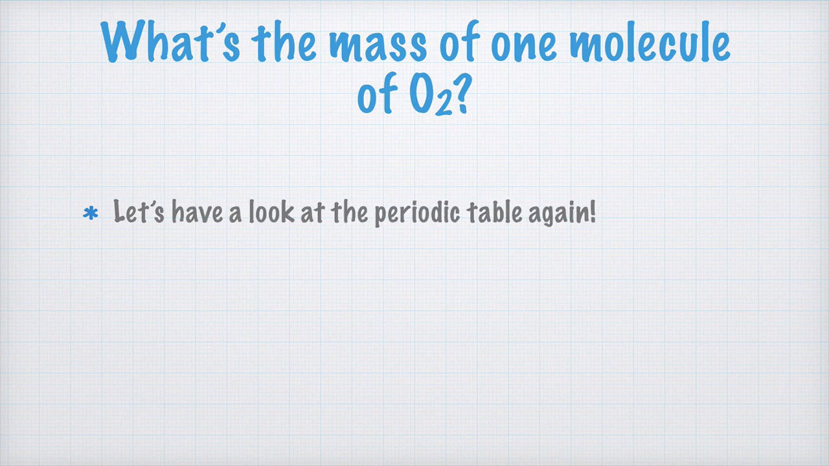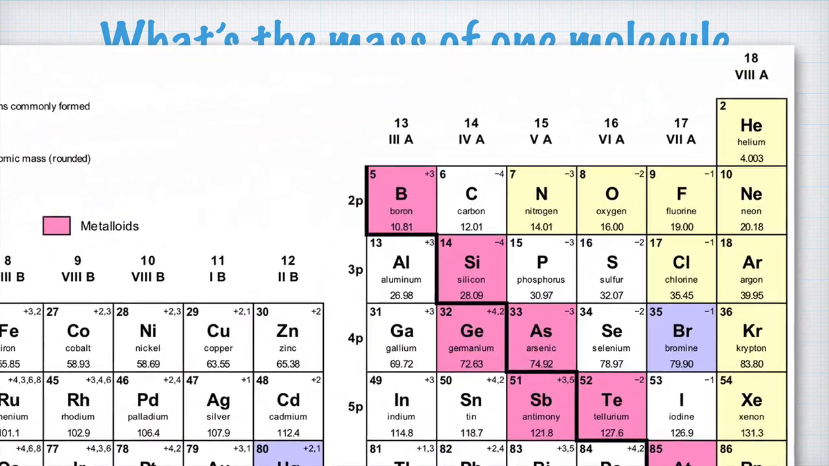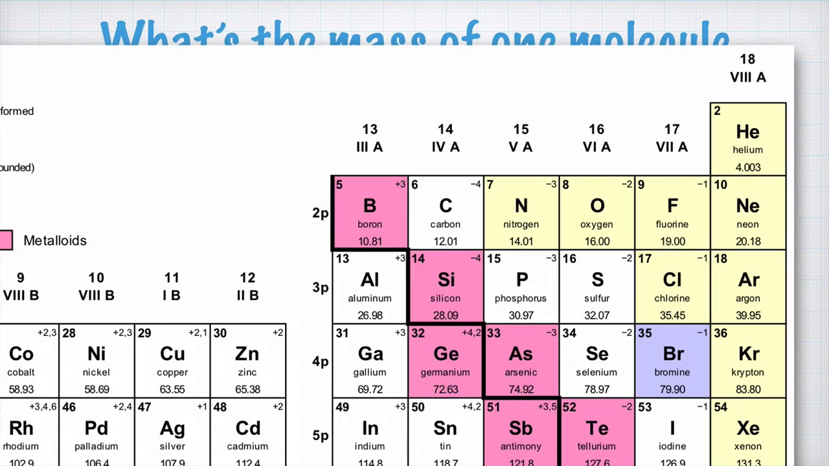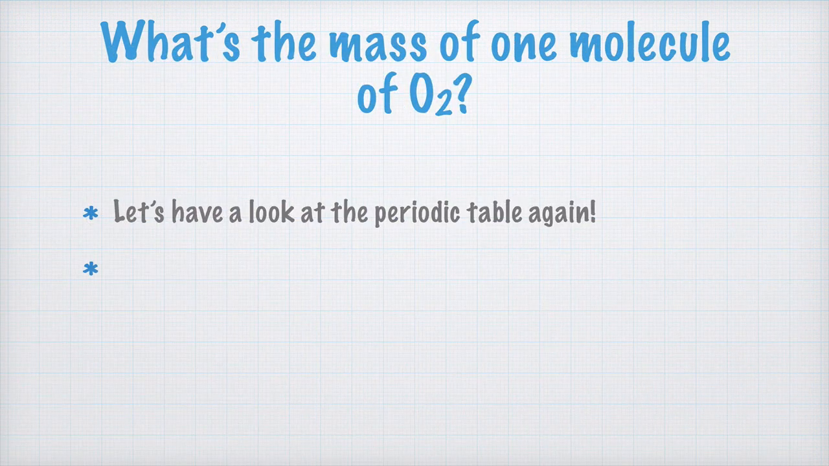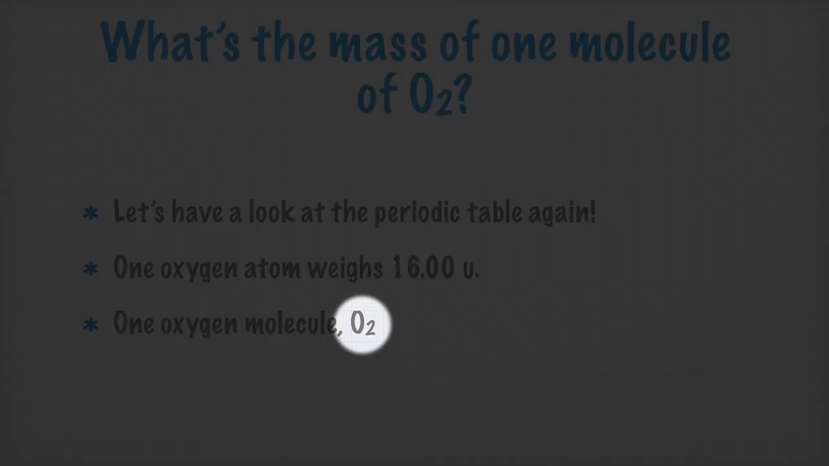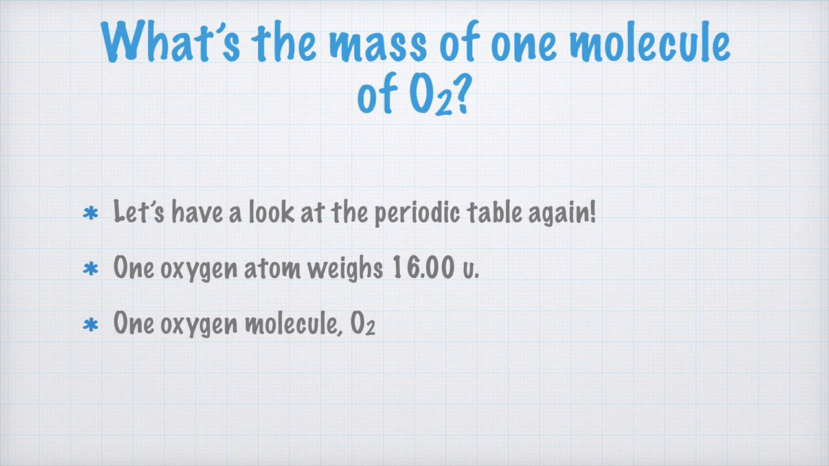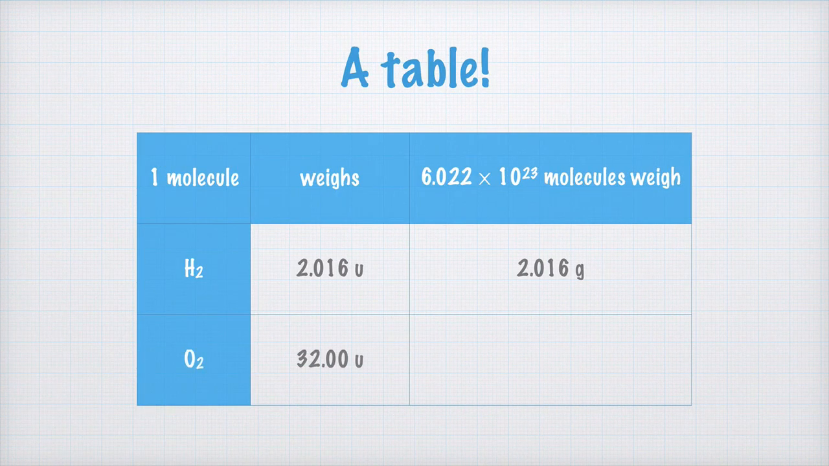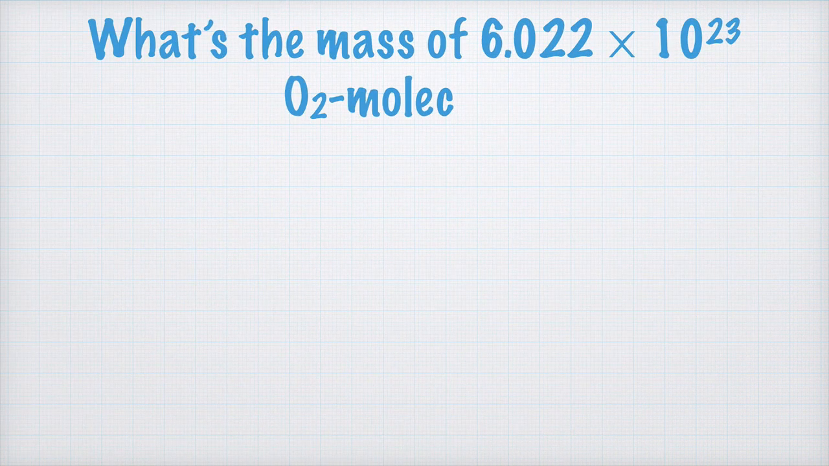We look at the periodic table again and enlarge it a little bit and see that one oxygen atom weighs 16.00 U. We write that in our notes too. An oxygen molecule, though, consists of two oxygen atoms. It's O2, remember? So we rapidly calculate that one oxygen molecule weighs 2 times 16.00 U equals 32.00 U. Okay? Now, let's look at, that's right, the mass of 6.022 times 10 to the 23 oxygen molecules.